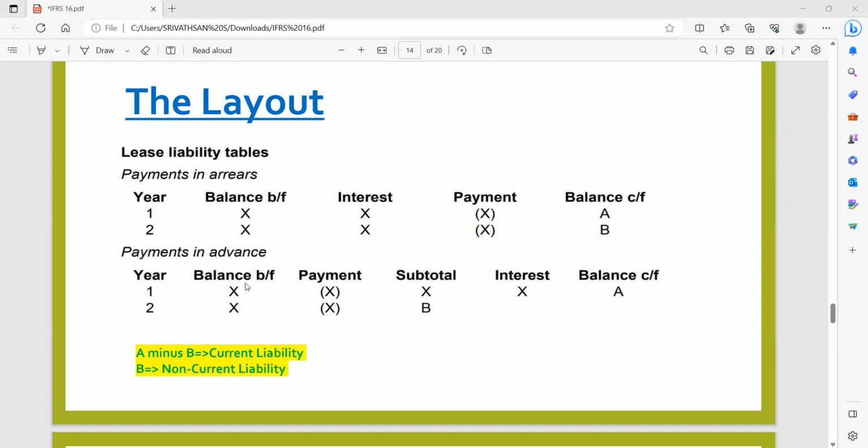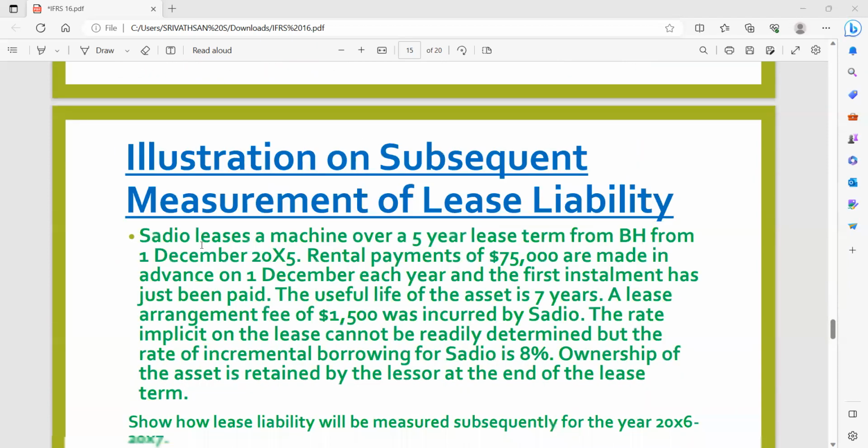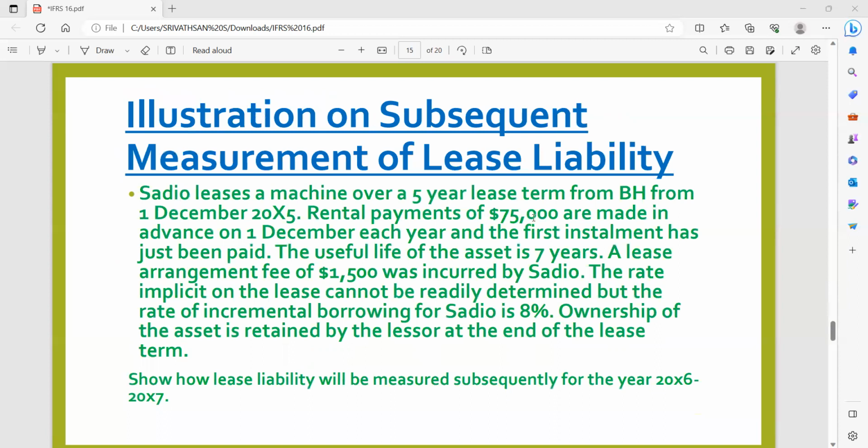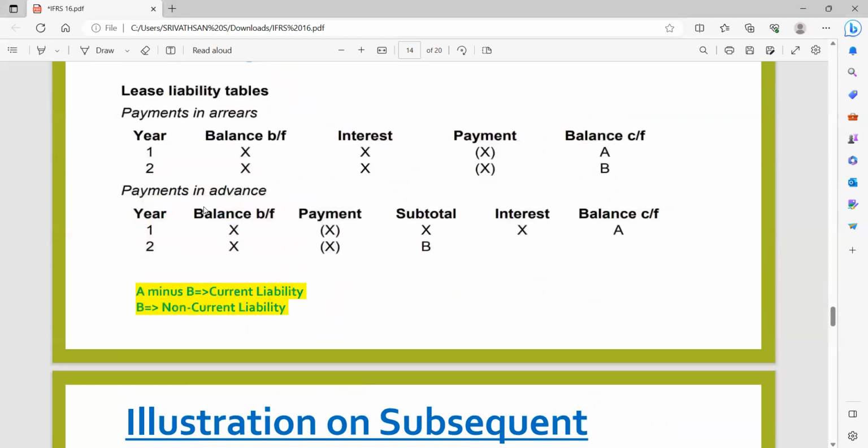So what are payments made in advance and what are payments made in arrears? First, let's look at payments made in advance. If the fixed payments are made at the beginning of each year, then it is known as payments in advance. So here we have an example. See here, rental payments of $75,000 are made in advance on 1st December each year. It means that the fixed payment, the rental payment of 75,000, is made at the beginning of each year. So this is an example of payments made in advance.